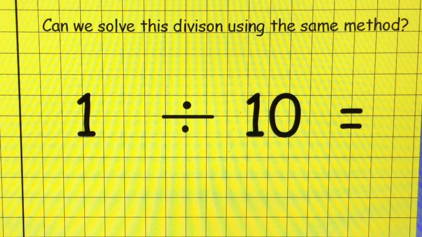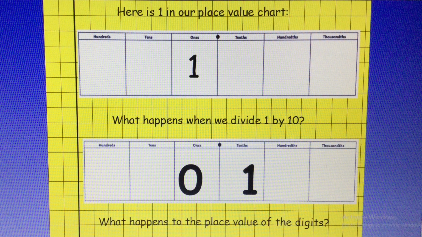Now can we use the same method to work out what 1 divided by 10 is? So here we have number 1 in our place value chart, and as you can see we have a 1 in the ones column. There's nothing in the hundreds, in the tens or in the tenths, we just have a 1 in the ones column. Now look what happens when we divide 1 by 10. What has happened to the place value of our digits? 1 is now a tenth. 1 divided by 10 is 0.1. The value of the 1 has changed.